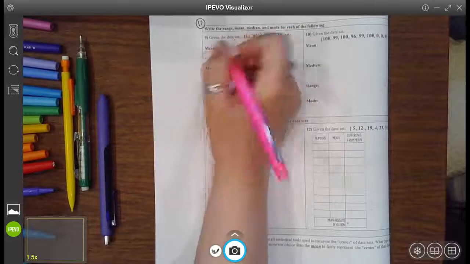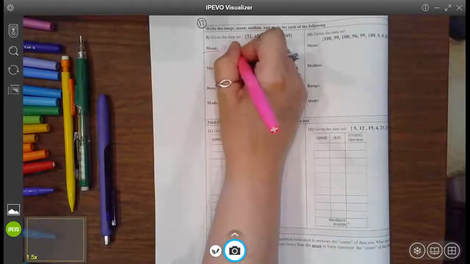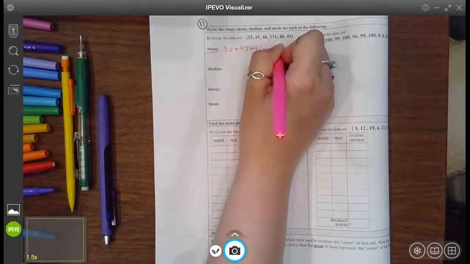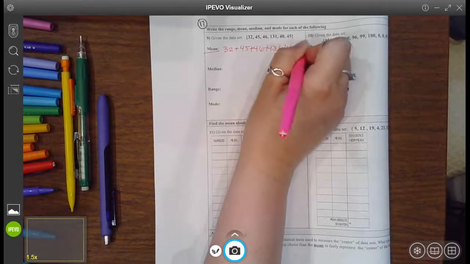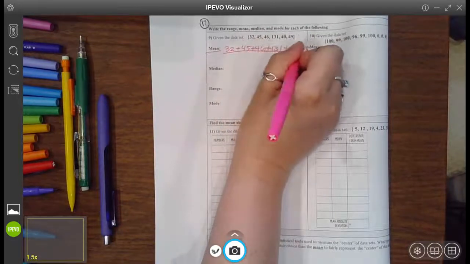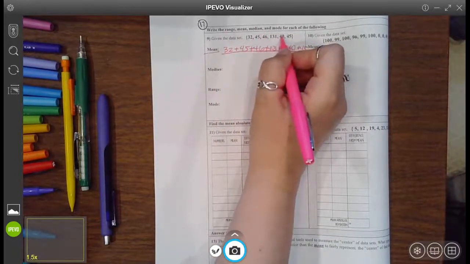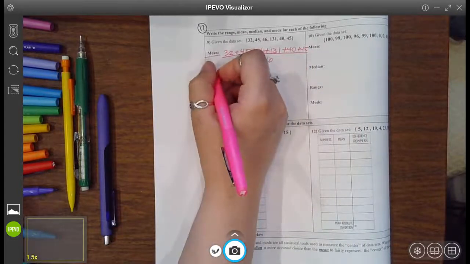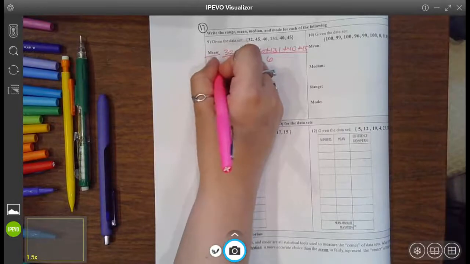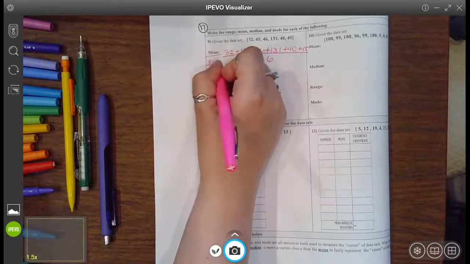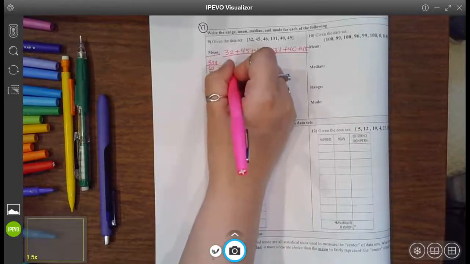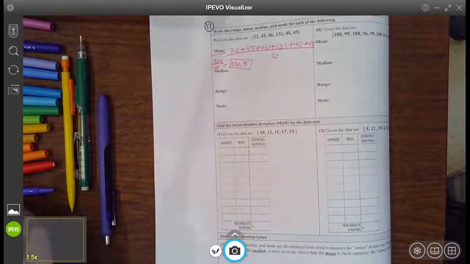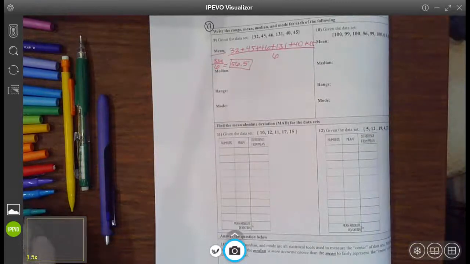Okay. For the mean, you add all them together, 32 plus 45 plus 46 plus 131 plus 40 plus 45. Divide by how many there were. 1, 2, 3, 4, 5, 6. When you add all those together, you should get 339 divided by 6 is 56.5. Okay, so 56.5 for that mean.